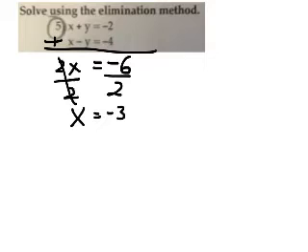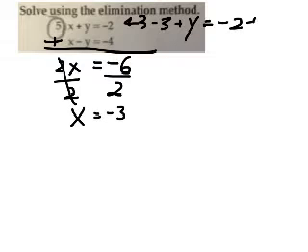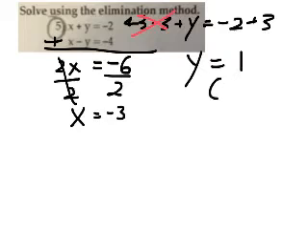Then we stick it back in the equation. Negative 3 for x. So we'll start with this equation. Negative 3 plus y equals negative 2. Alright, I'll add 3 to both sides, and this side cancels, and we get y equals 1. Okay, so our ordered pair is -3, 1.